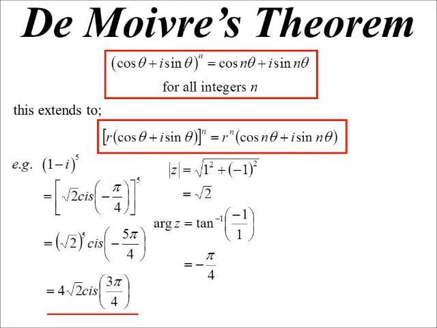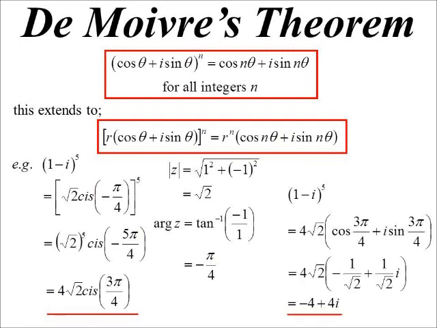If we actually wanted to work out the complex number in a + ib, the Cartesian form, we could then expand it back out. Cos of 3π/4, that's second quadrant, isn't it? So cos would be negative, sine would be positive, and we get our answer −4 + 4i. So it gives us another way of working that out, rather than working out 1 − i times 1 − i times 1 − i and so on.